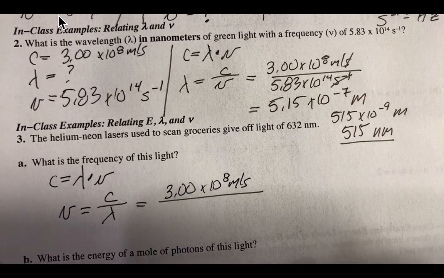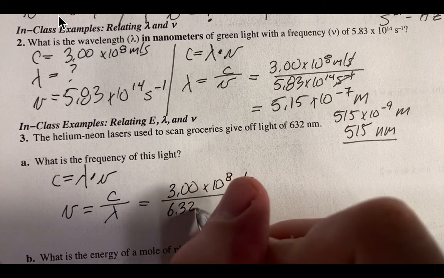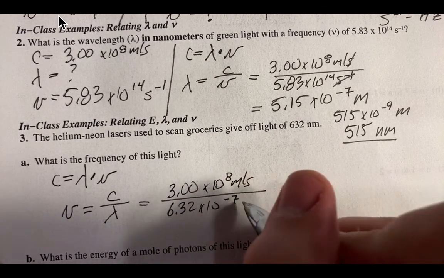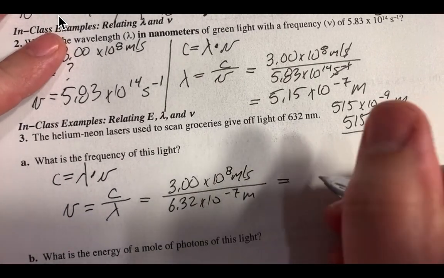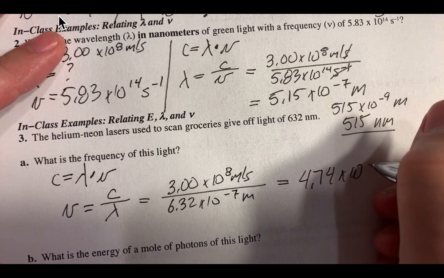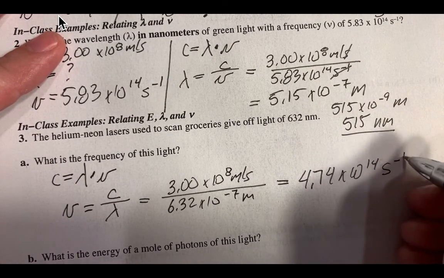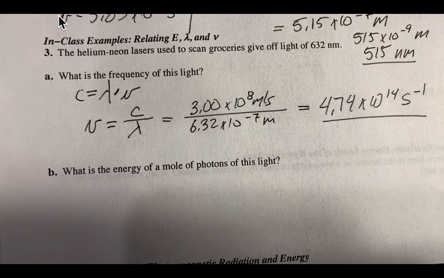And then this needs to be in meters, and this is 6.32 times 10 to the minus 7 meters. Okay, this ends up being 4.74 times 10 to the 14th per second. Okay, we're immediately now going to use this information.